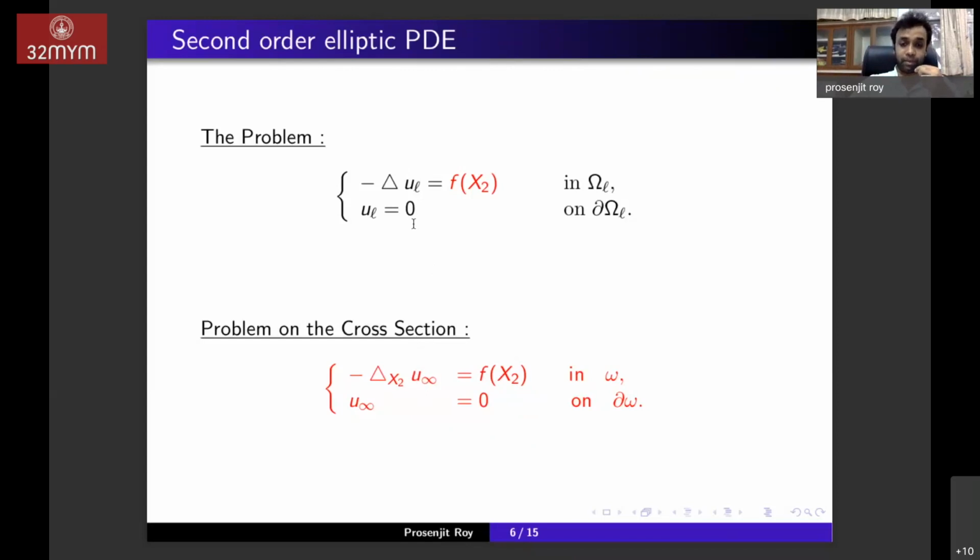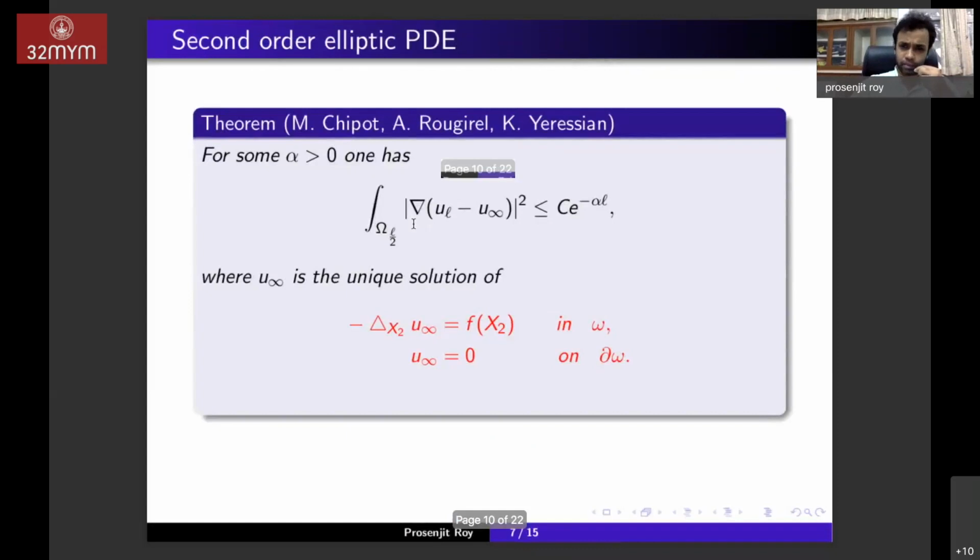That's the question. What they answered, I think back in 1999 or the early 2000s, was shown in a series of papers by Chipot, Rogier, and Yeressian: the solution UL is connected to the lower dimension solution U infinity via this fact. This is a norm, a seminorm, on the appropriate space where you find the solution for these equations, and in this norm they are close enough.